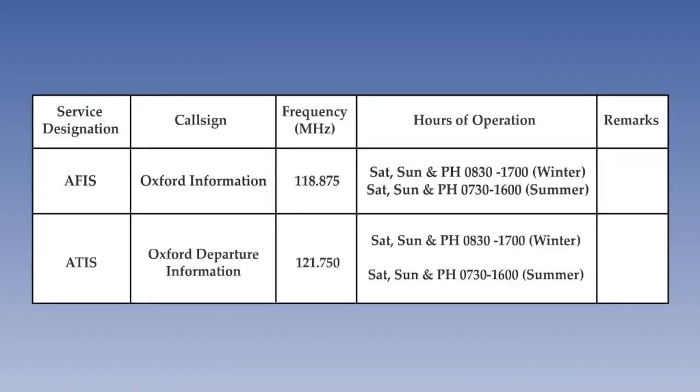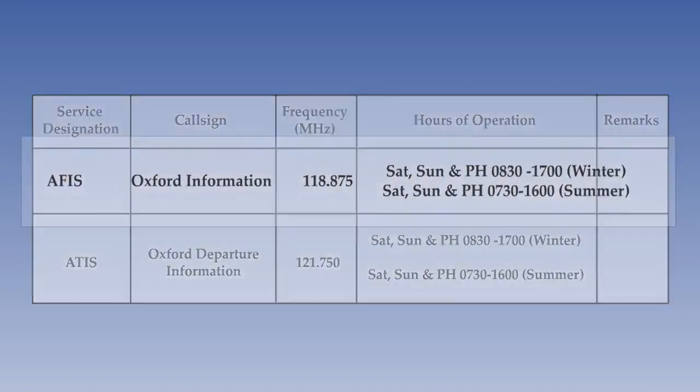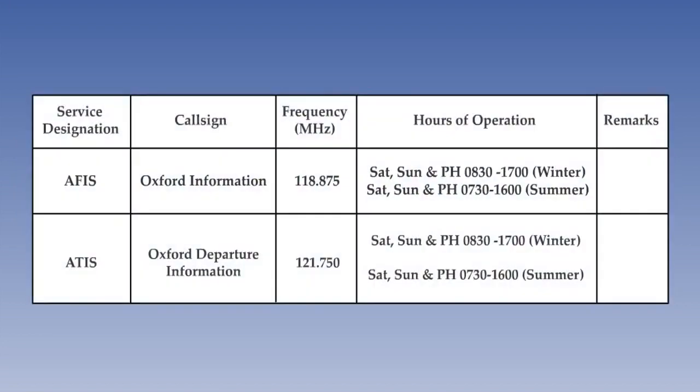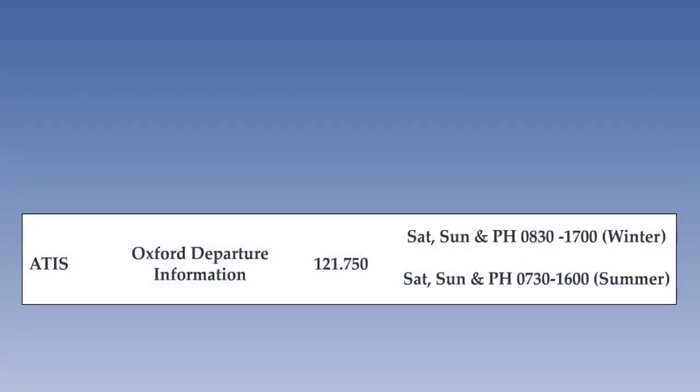This section shows, in tabulated form, the hours of operation and frequencies of the Aerodrome Flight Information Service and the Terminal Information Service. The Flight Information Service gives information useful for the safe and efficient conduct of flights within the aerodrome traffic zone. The Automatic Terminal Information Service broadcasts routine arrival and departure messages either on a radio telephony frequency or on a VOR frequency.